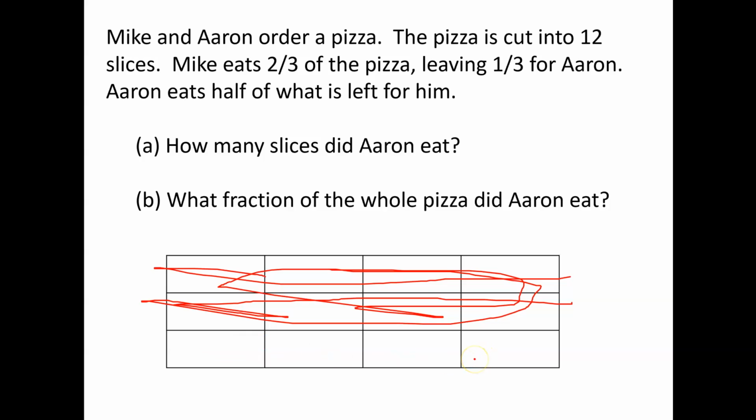And it says that he ate half of what was left. Well, half of those 4 slices means he ate 2 of the slices, leaving 2 slices behind. This is an example of multiplying fractions. Let's take a look at a little more textbook version of it.